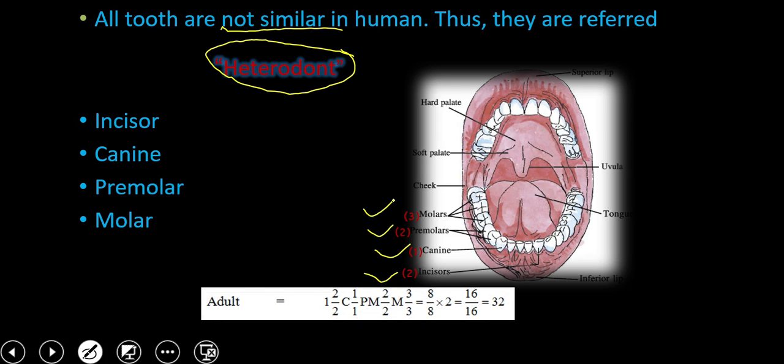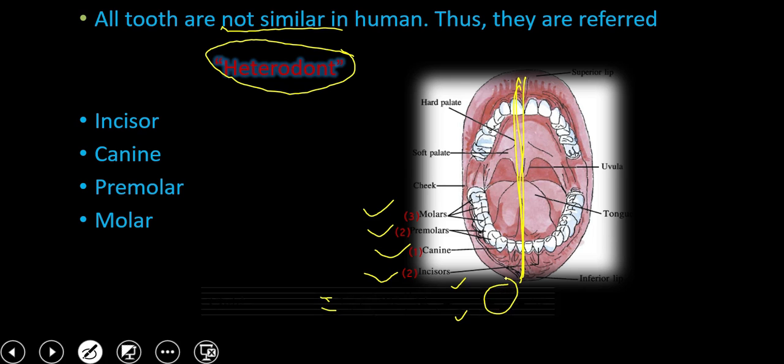So what is the dental formula of an adult? Incisor 2 by 2, canine 1 by 1, premolar 2 by 2, and molar 3 by 3. That represents the upper and lower half jaw, and in each half jaw the total is 16, and the other half jaw again has 16. So a total of 32 teeth are present at the adult age, after 18 years of age.